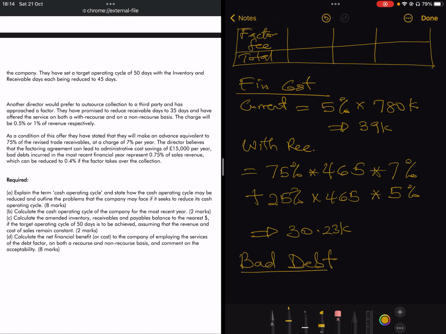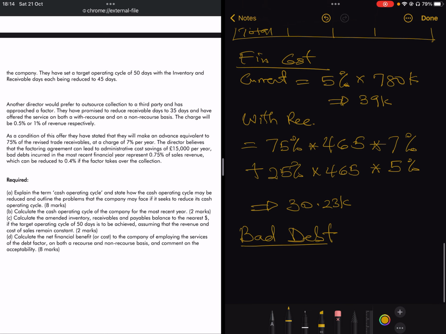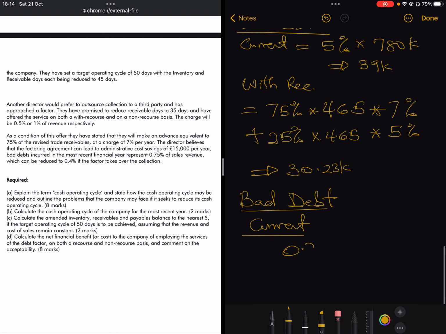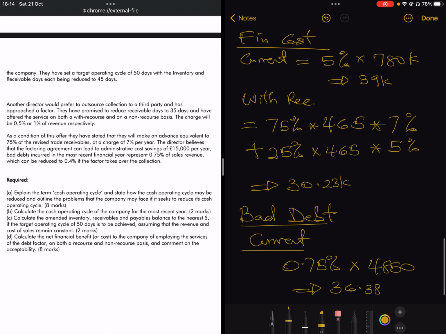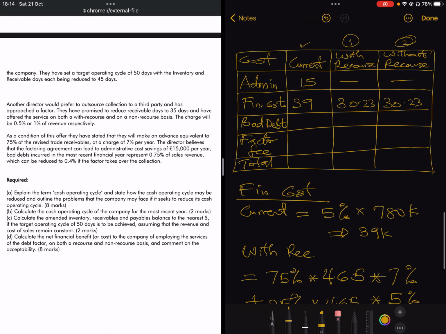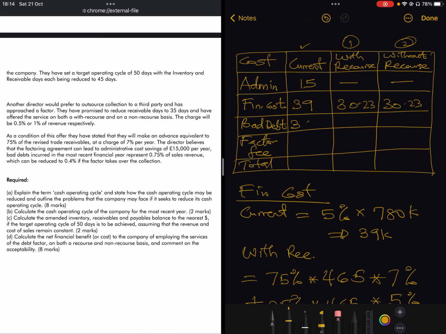Currently, bad debt, the question says, is 0.75% of revenue. So for the current situation, that's 0.75% multiplied by 4,850, and that will give us 36.38. So that's bad debt, currently 36.38.